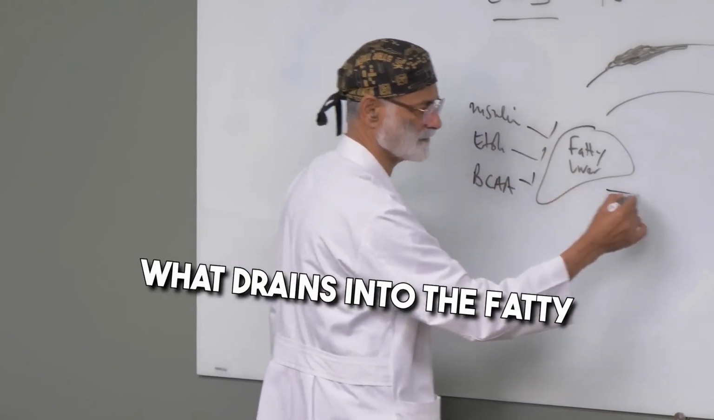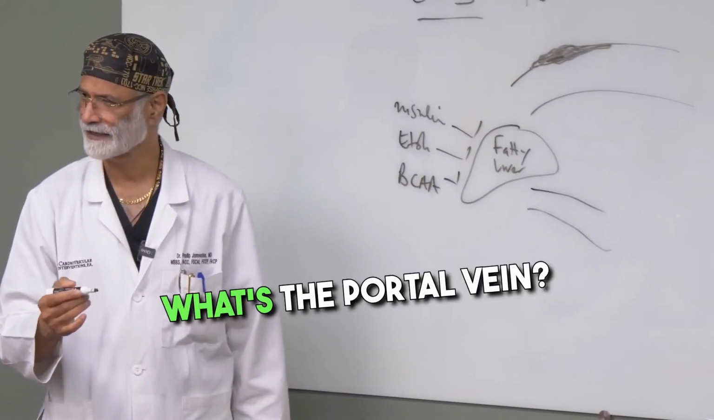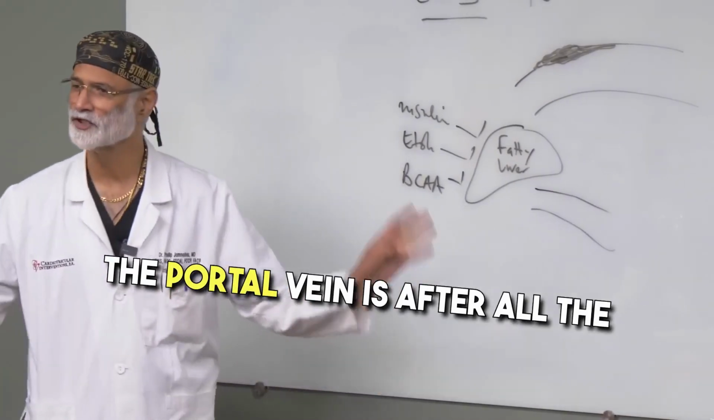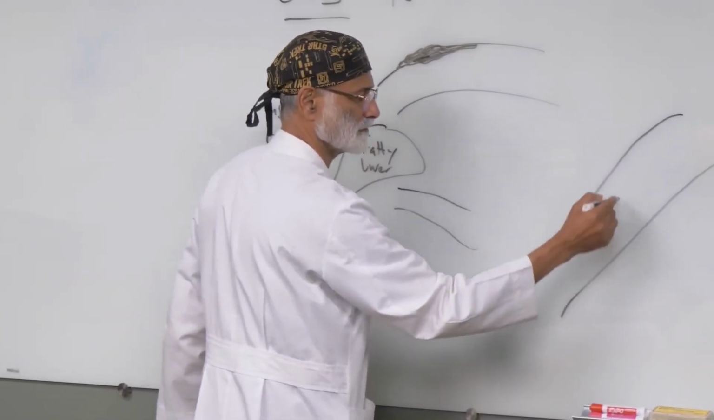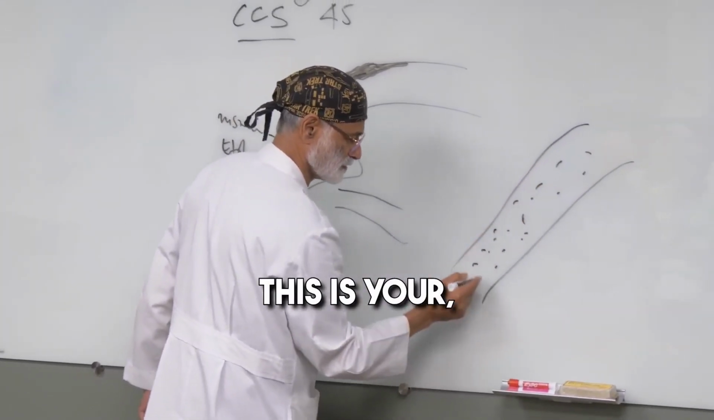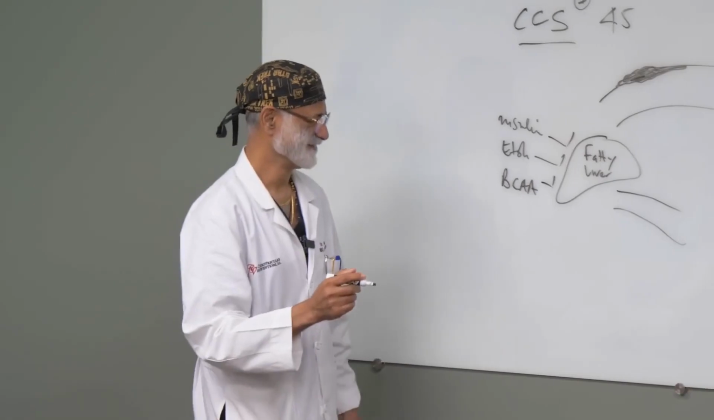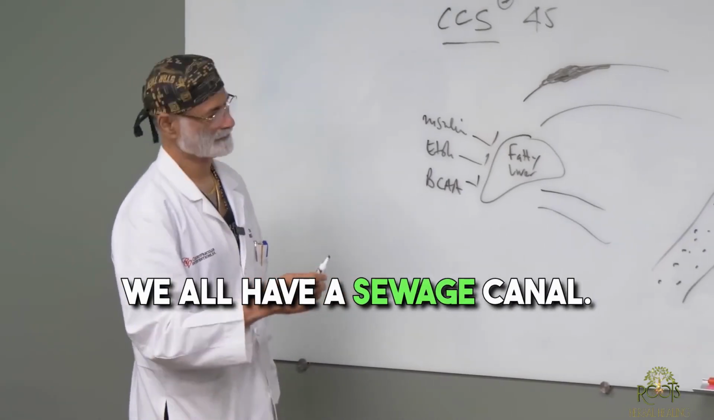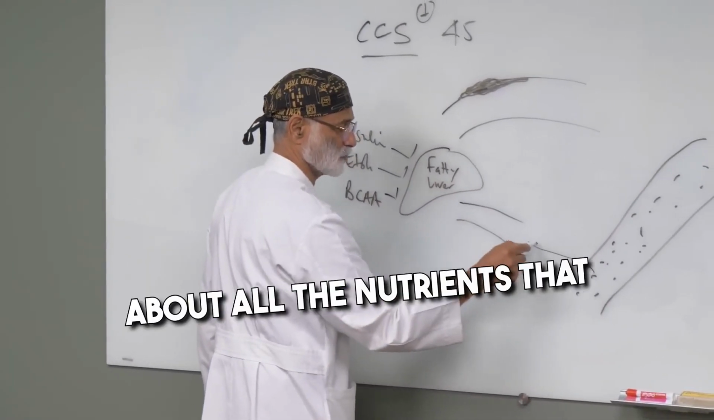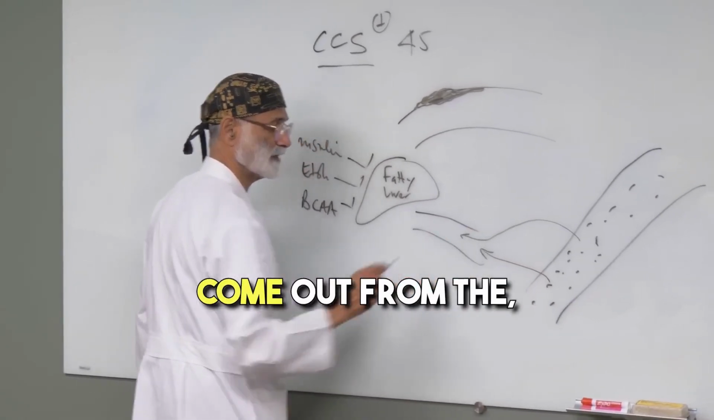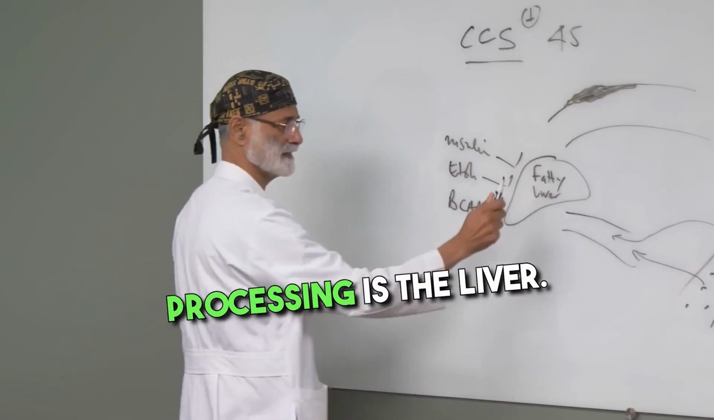Well, what drains into the liver is the portal vein. What's the portal vein? The portal vein is after all the nutrients from the intestines. This is your sewage canal. We all have a sewage canal. All the nutrients that come out from there come into the portal vein, and the next place for processing is the liver.